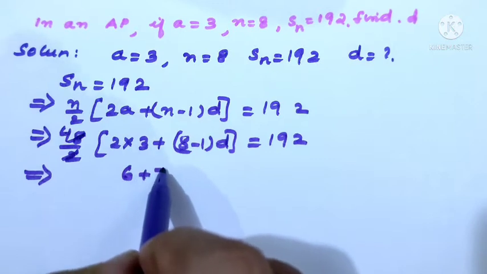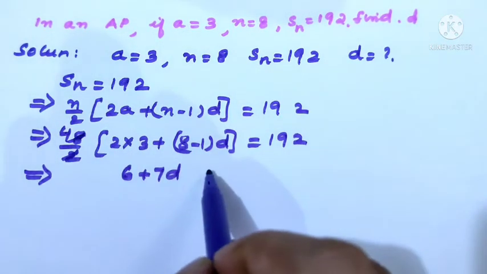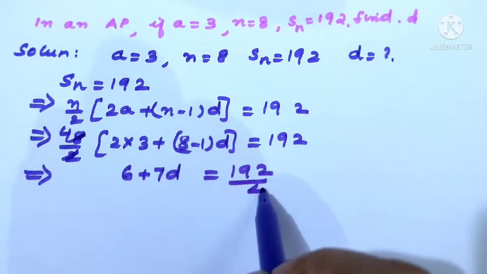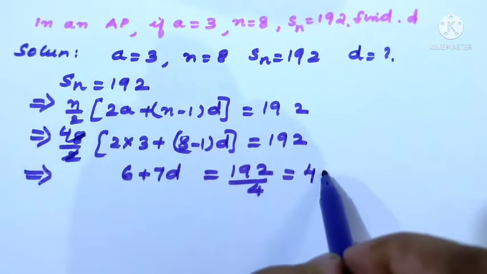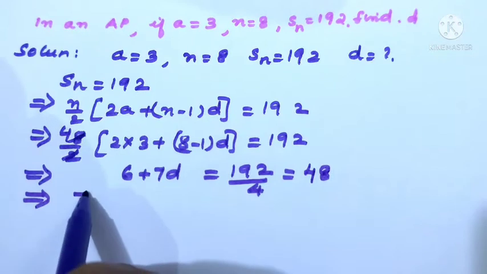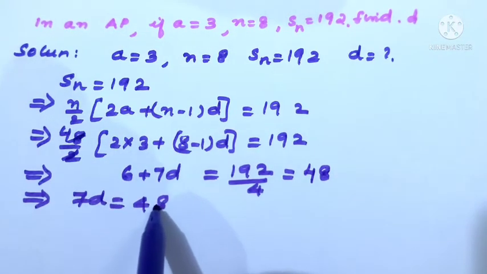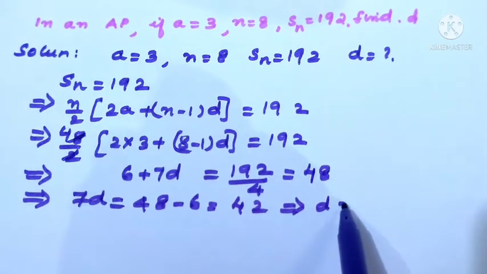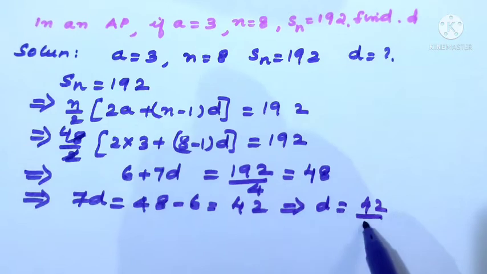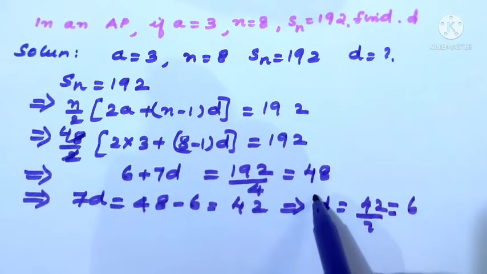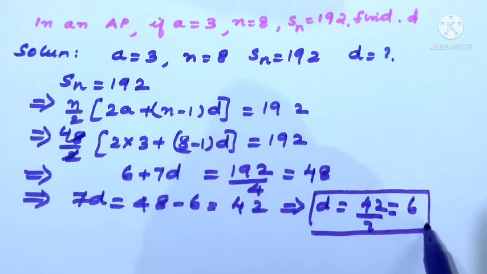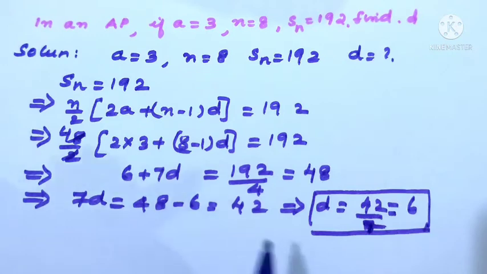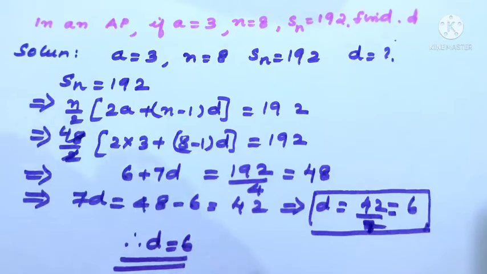So 6 plus 7d, that is 4 I am taking to this side. So 192 by 4. Again 7d equal to 48 minus 6. It is 42. Therefore d equal to 42 by 7 equal to 6. So the common difference d equal to 6 only. In the question itself d only was asked, so the final answer is d equal to 6.